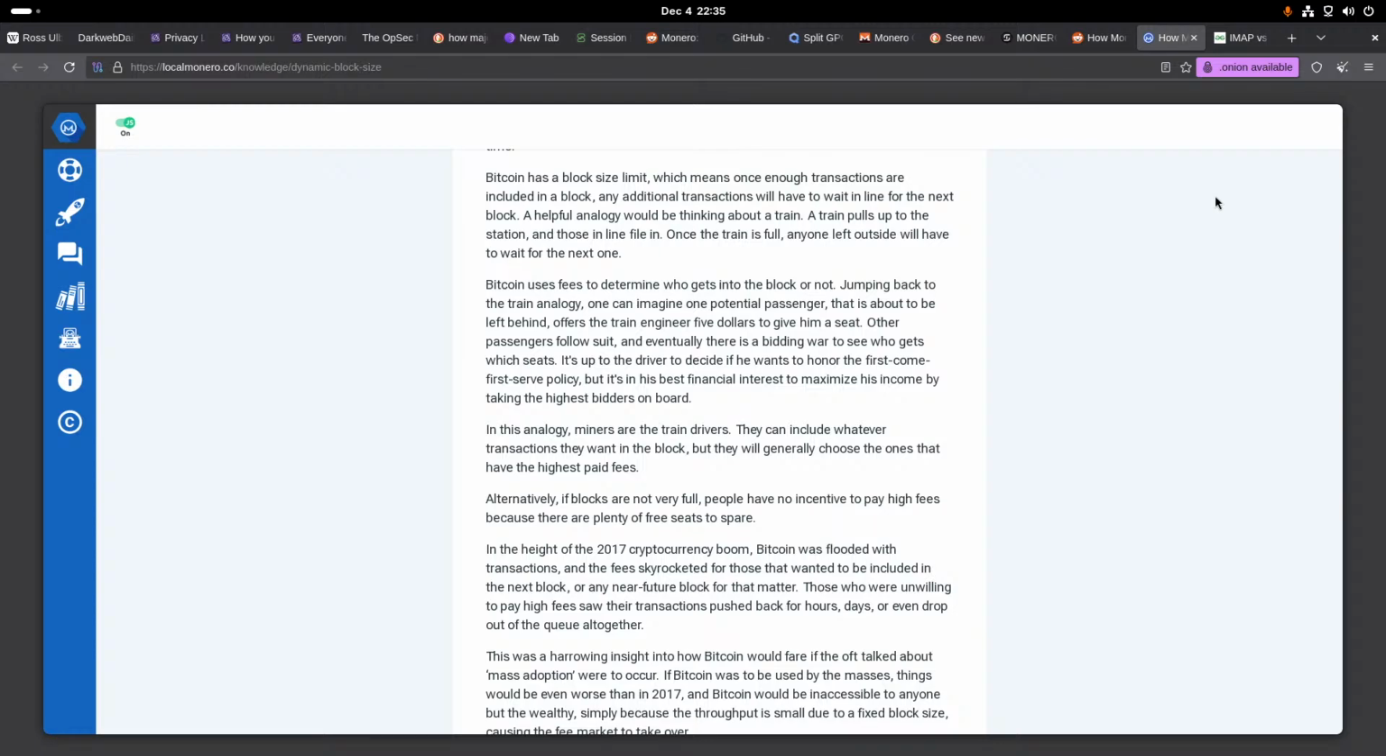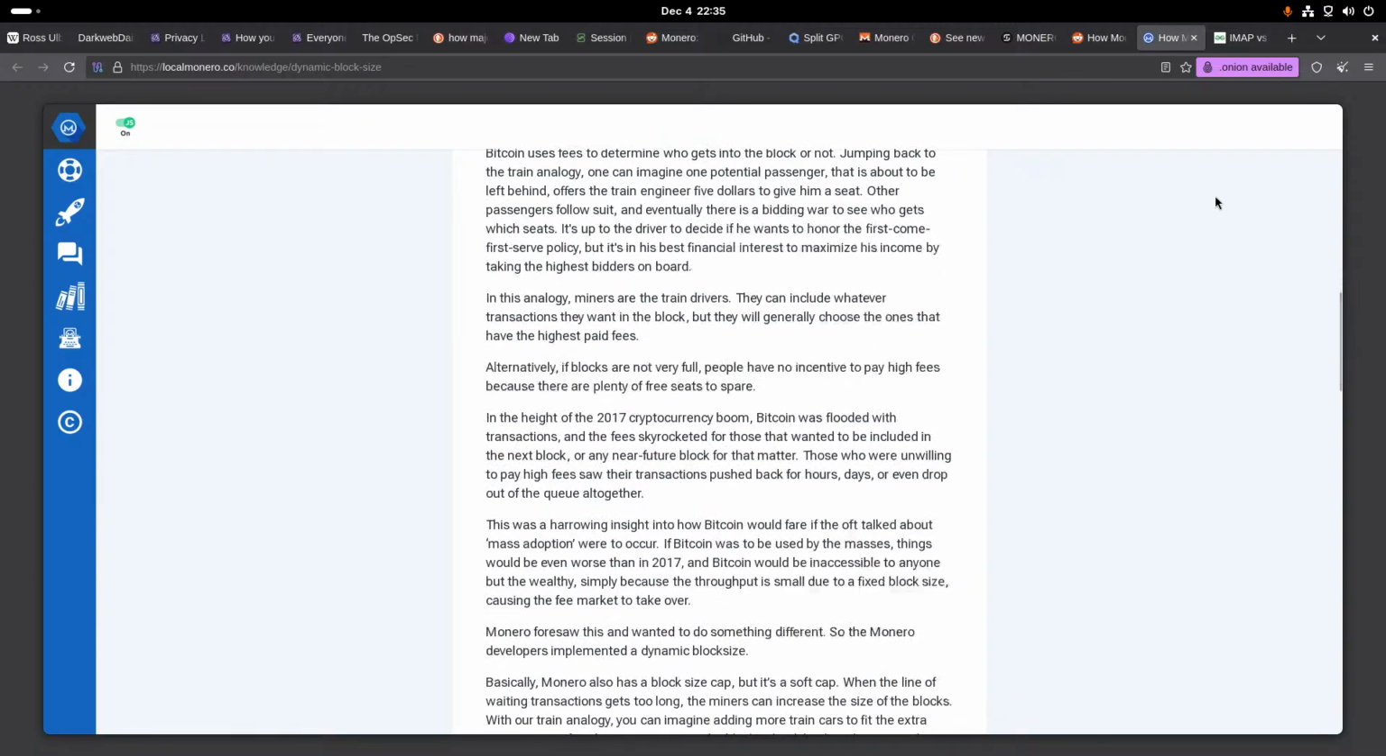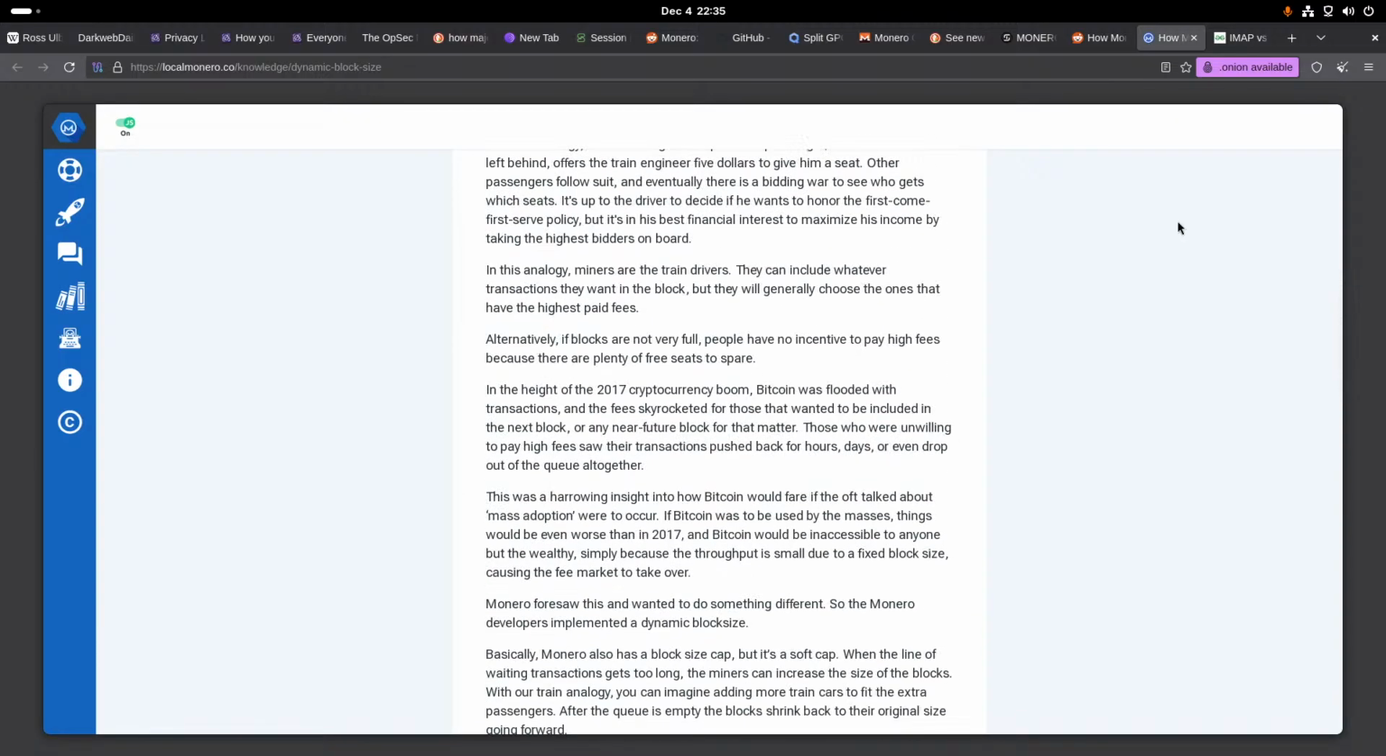Alternatively, if blocks are not full, people will have no incentive to pay high fees because there are plenty of free seats to spare. In the height of the 2017 cryptocurrency boom, Bitcoin was flooded with transactions. The fees skyrocketed for those who wanted to be included in the next block, and any near future block for that matter. Those who were unwilling to pay high fees saw their transactions pushed back for hours, days, or even dropped out of the queue altogether.